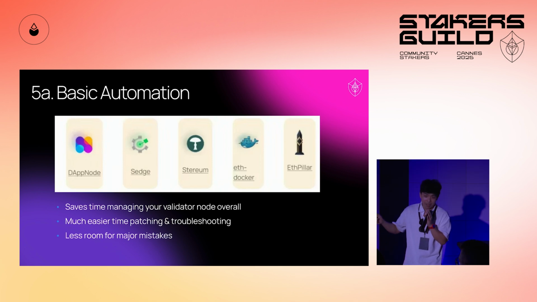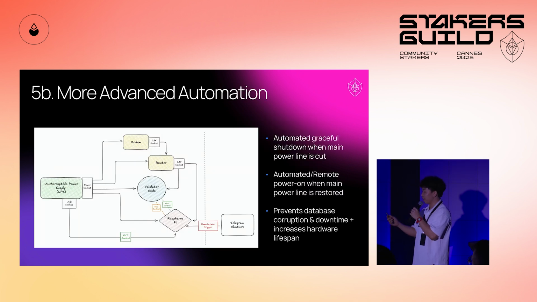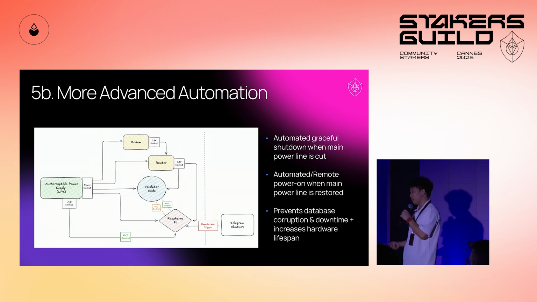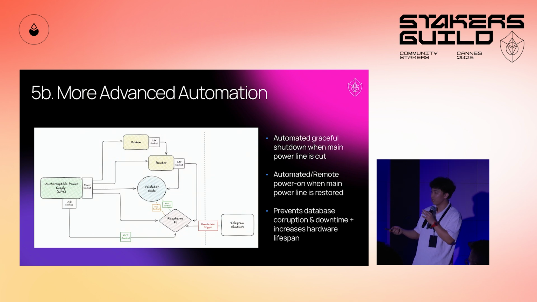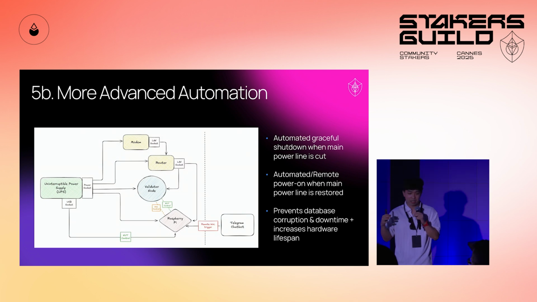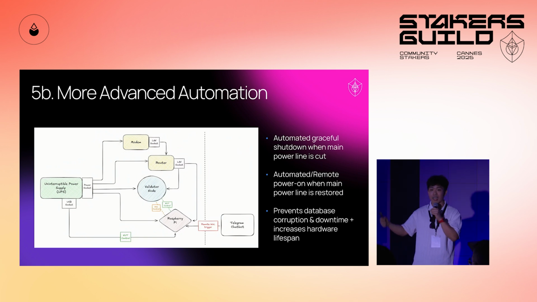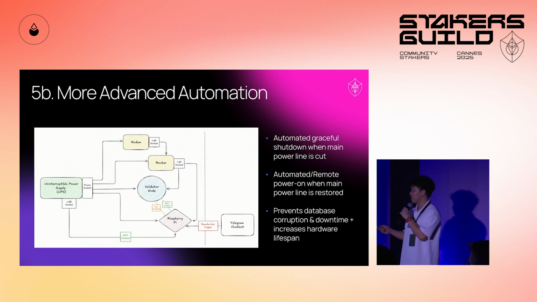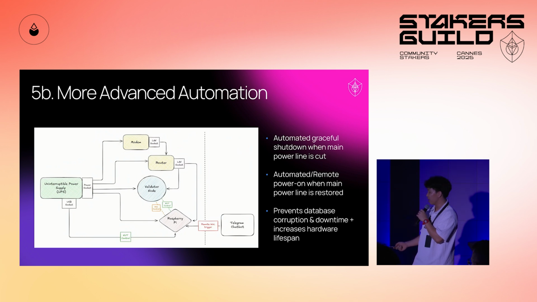You can also do some more advanced automation, like introducing an uninterruptible power supply. Basically, this is like a backup battery for your validator nodes. And if it's a smart UPS, you can do something very cool, such as instructing your devices to automatically shut themselves down when the mainline power is being cut. Right? So what it does is that it prevents database corruption and downtime.